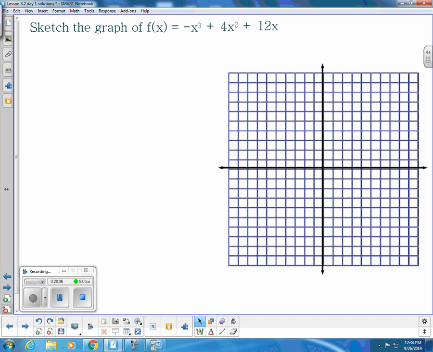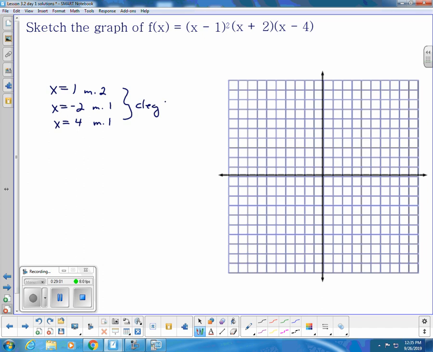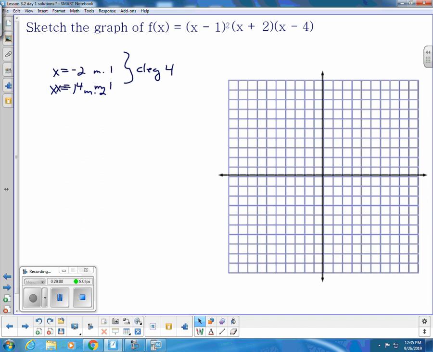Skip. Let's do this one. It's already factored for us. All right. So let's get our zeros first. X equals 1 multiplicity of 2. X equals negative 2, multiplicity of 1. X equals 4, and he's simple also. So our degree is 4. Okay, so if it's in factored form, you can just add the outside exponents, or get all your zeros first and add the multiplicities.